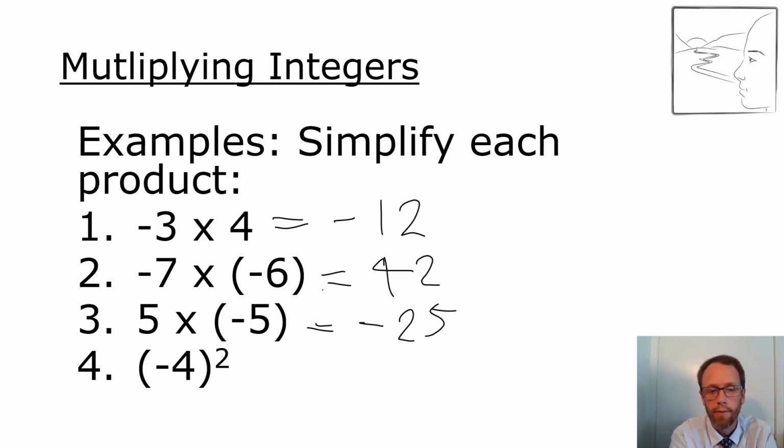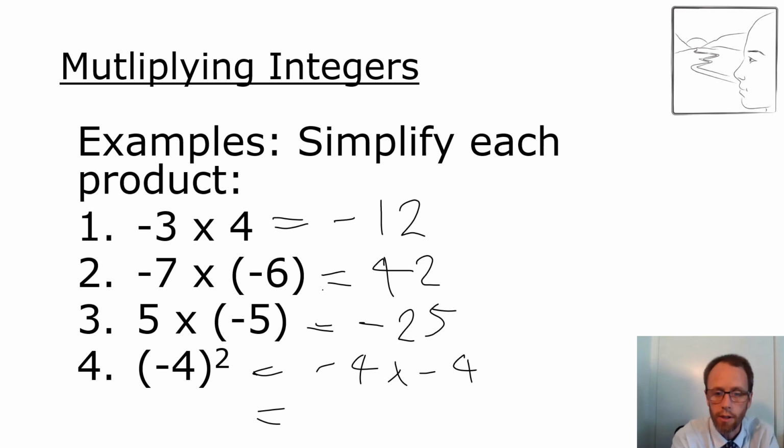Finally, we have negative 4 squared. In case you haven't seen this before, what this actually means is negative 4 times negative 4. And the answer to that, of course, is, well, it's negative times a negative, so the answer is positive 16. This will seem unusual to us. We need to get used to this.